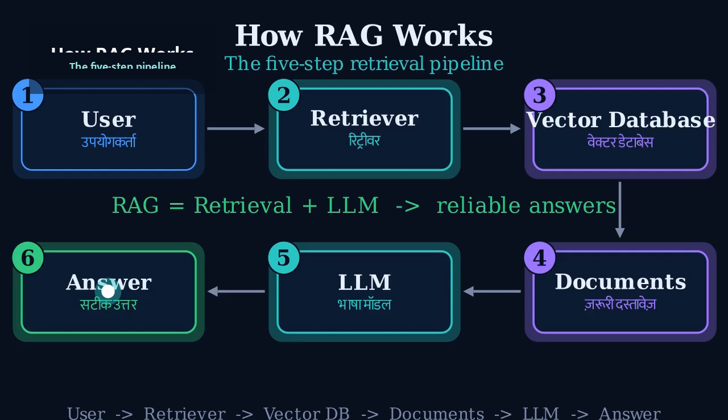Step 4. This retrieved information is handed over to the LLM. Think of it like giving a student a reference book during an open book exam. And Step 5. The LLM reads that information and generates an answer that is accurate and grounded in real sources. So the complete flow is user to retriever to vector database to relevant documents, to the LLM, and finally to the answer.